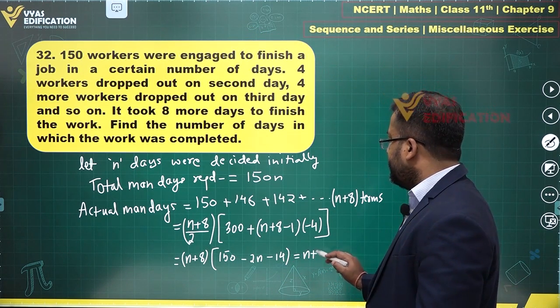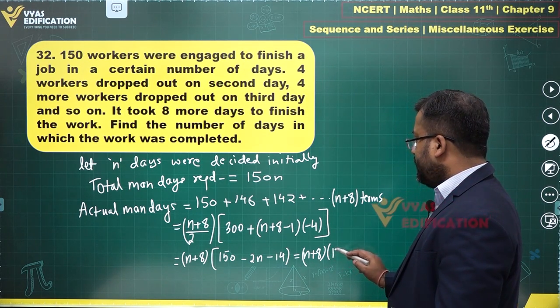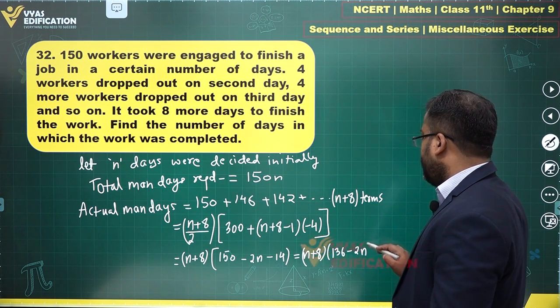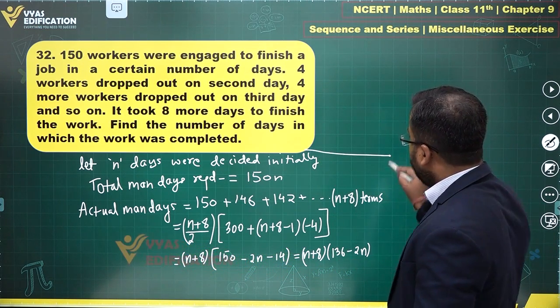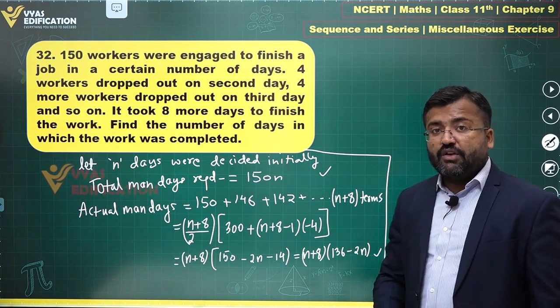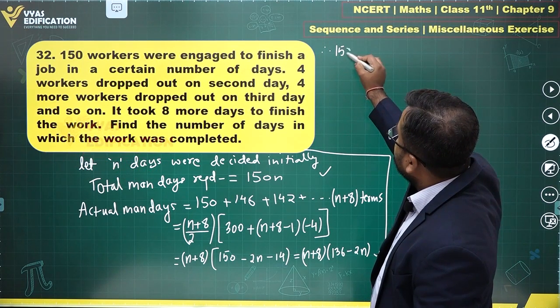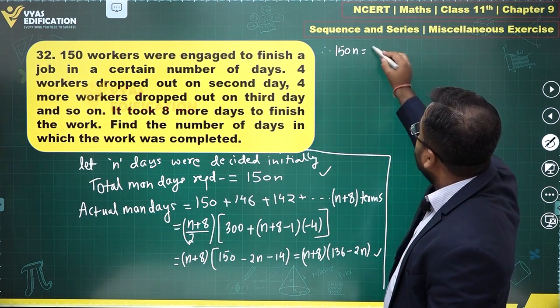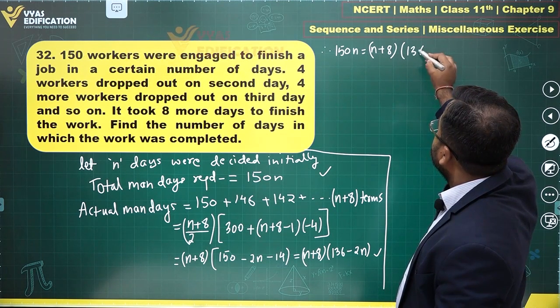So n plus 8 is okay. And this is 136 minus 2n. If you observe this carefully, this is what you get. What is happening? The number of man days required and the actual number of man days should be equal. Let's equate them and solve for the value of n. So therefore 150n is equal to this product, n plus 8 times 136 minus 2n.